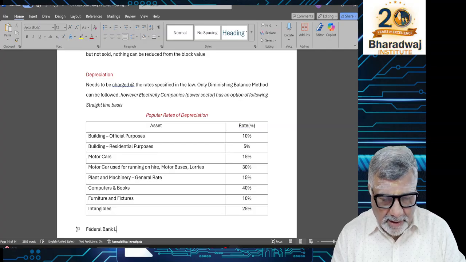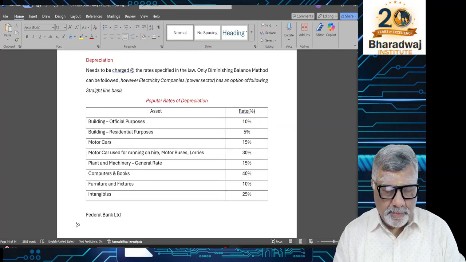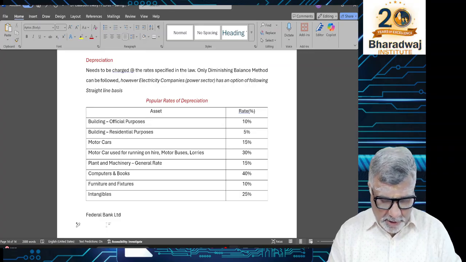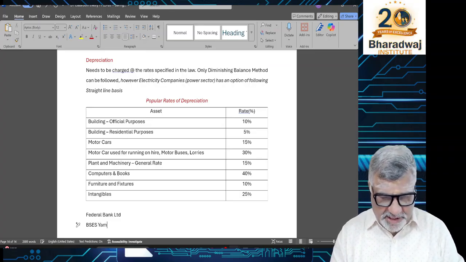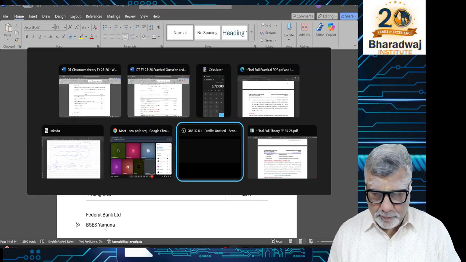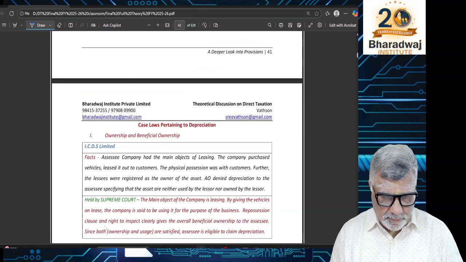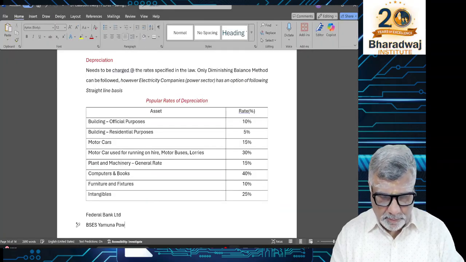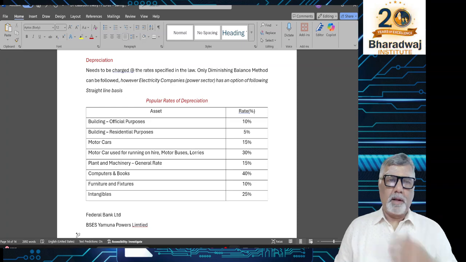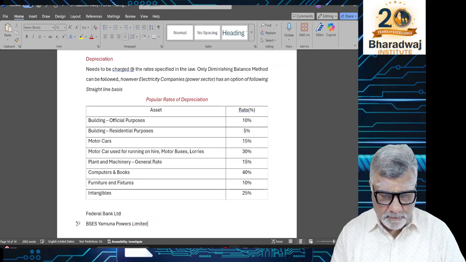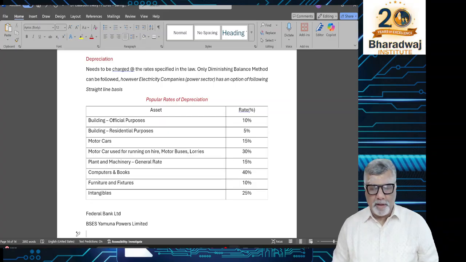Federal Bank Limited. Yes, 15%. It's a standalone plant and machinery, generic in nature. Okay, these are all done.